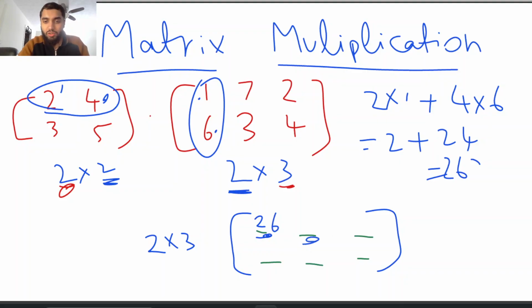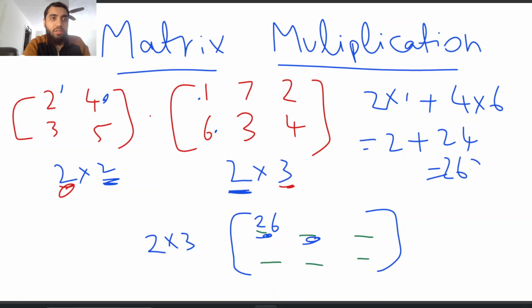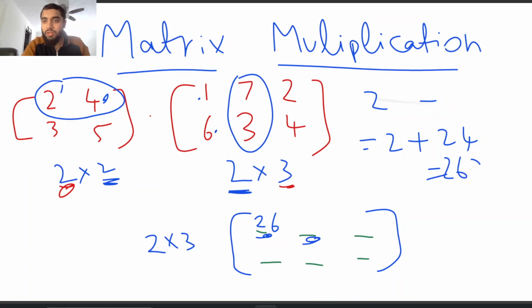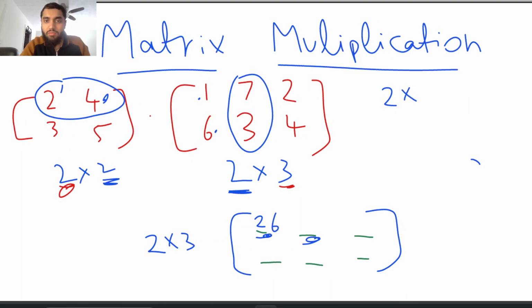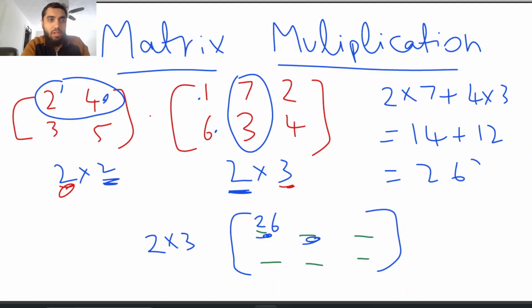Let's do another one. This one would be the first row, second column. So for that, we would have to take the first row again and the second column this time. Let me get rid of this quickly. For that we would do 2 times 7 plus 4 times 3. So that's 14 plus 12, which is 26. And that would also be 26.